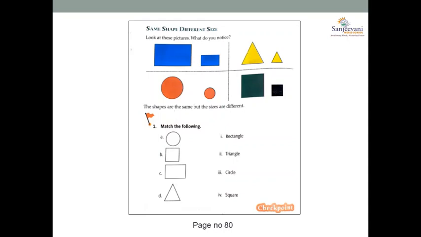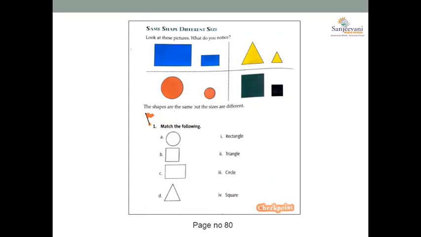And besides that, there is written number 1, match the following. On the left hand side, there are alphabets written A, B, C, D, and for each alphabet there is one shape drawn. Now on the other side, rectangle, triangle, circle and square is written. Now what we have to do is we have to match according to the shape and find out the correct answer.